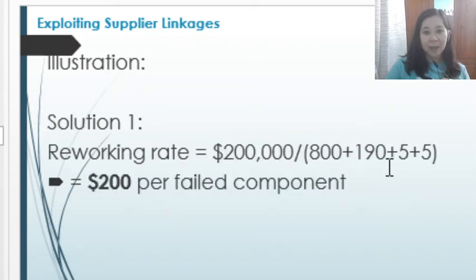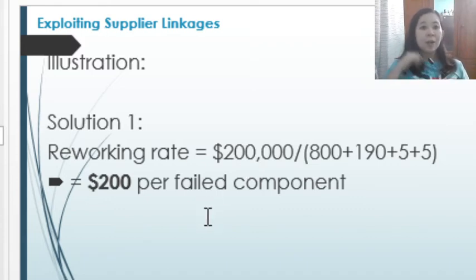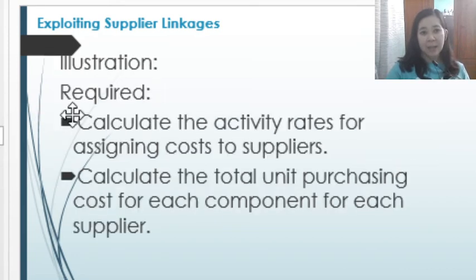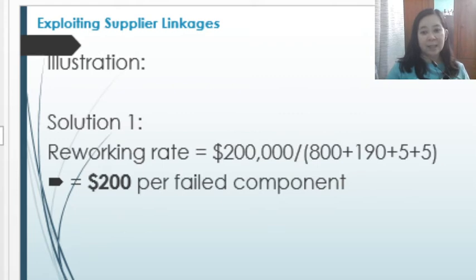Okay, 80, 195, and 5 units. So we divide it by the total reworking cost. So here, for the reworking rate, that would be $200 per failed component. Okay, so this is how we assign the cost to suppliers in terms of the activity rates.